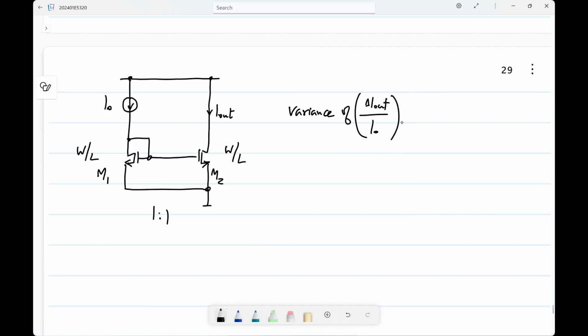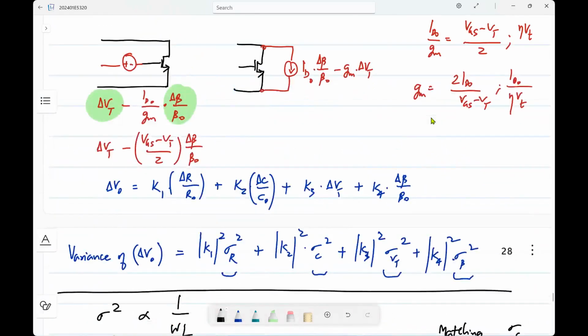Now the first thing is to, of course, represent the error in each of M1 and M2 as appropriate sources. You can use any of the representations. That is, you can have a voltage source at the gate for delta VT and a current source between the drain and source for the delta beta effect. Or you can combine both into either a voltage source at the gate or a current source from drain to source. All three are possible, right? All three that we saw.